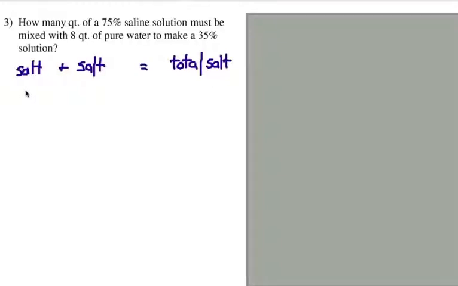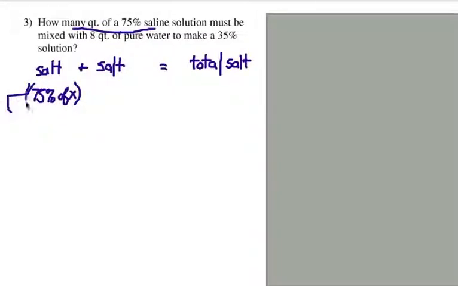All right, what we're going to do is first try adding up the amount of salt. So the amount of actual salt in the first container plus the salt in the second container should equal the total salt in the mixture, right? So let's give that a try and see what happens. So how many quarts of a 75% saline solution? So it's 75% of X. Okay, we don't know the actual quarts in our solution there.